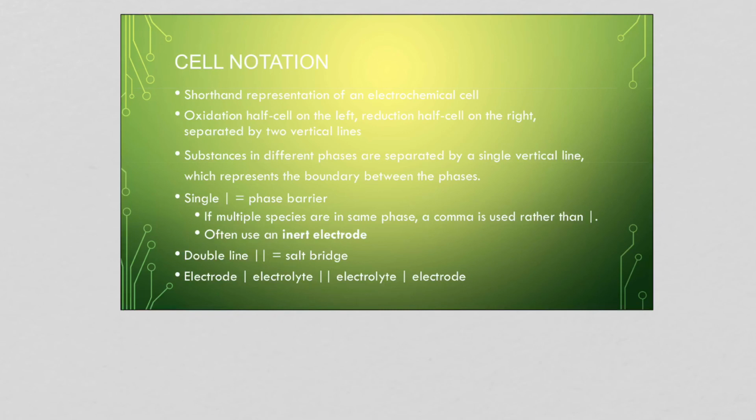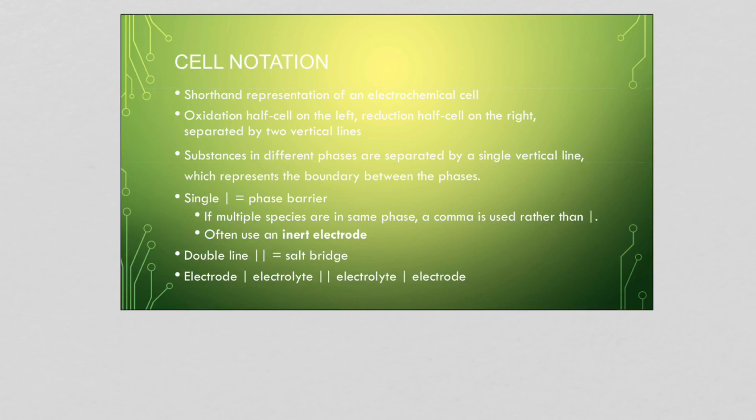Now, it can get a little cumbersome to draw out an entire voltaic cell sometimes. So a lot of times, once people get used to this, instead of actually drawing out the whole picture, we use what's called standard cell notation. This is a shorthand representation of an electrochemical cell. By drawing this, you're telling somebody, okay, this is the voltaic cell that I'm using. And so we have some standard conventions.